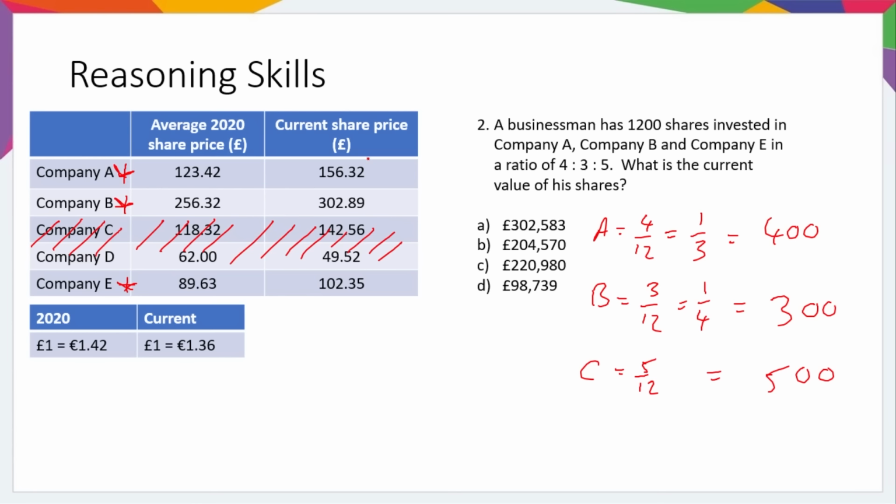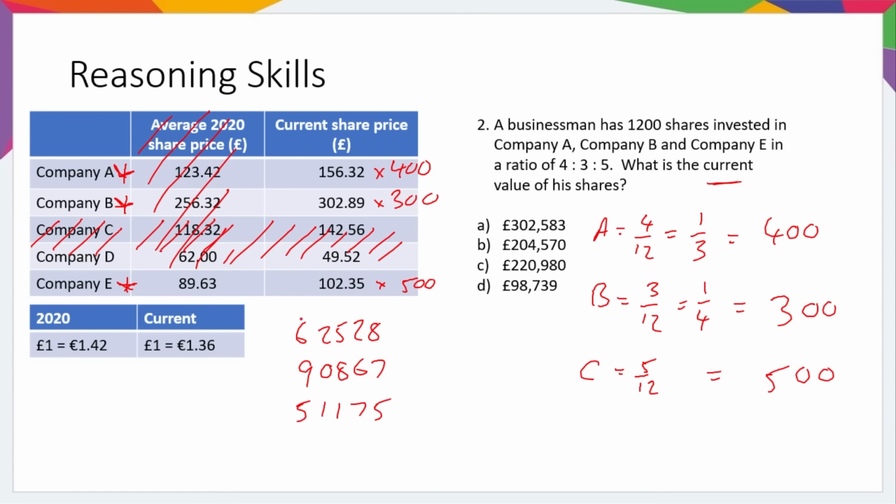So the Company A share price, it's the current value we're after. So again, we're not interested in this column either. So it's just 156.32 multiplied by 400. That comes to 62,528. For B, it's going to be the 302.89 multiplied by 300, which is 90,867, and the last one is going to be multiplied by 500, and that comes to 51,175.